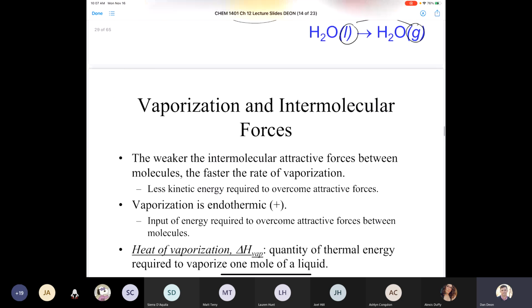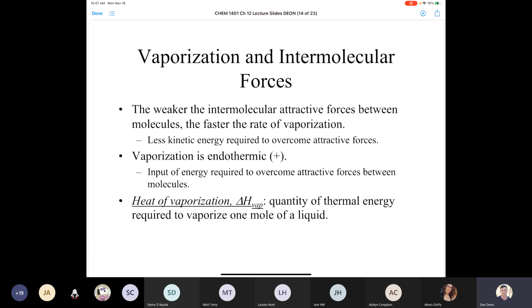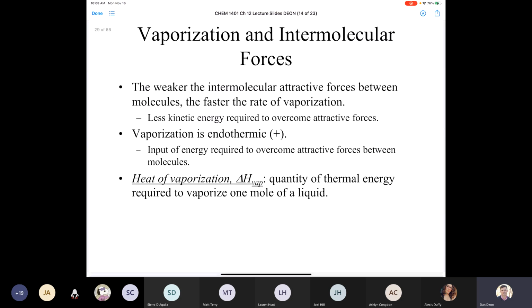So the weaker the intermolecular attractive forces between molecules in the liquid phase, the faster the rate of vaporization. Less kinetic energy is going to be required to overcome those attractive forces. Let's think about a couple of liquids.